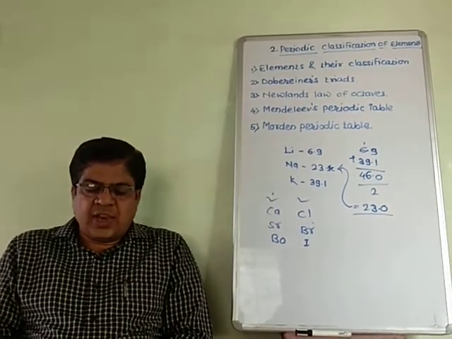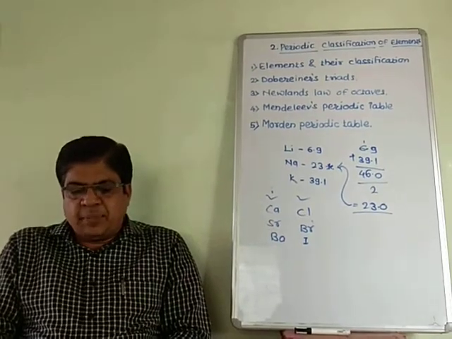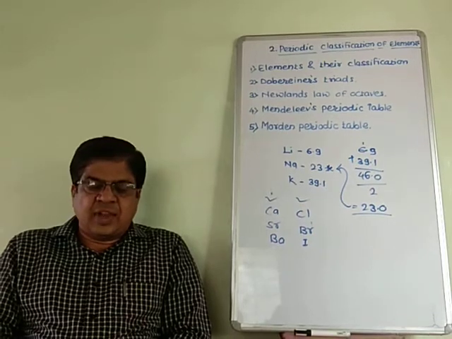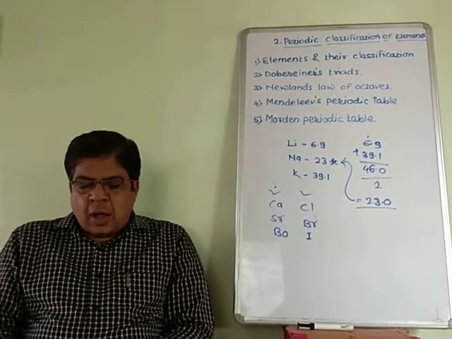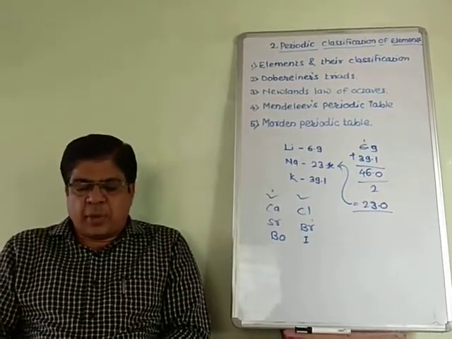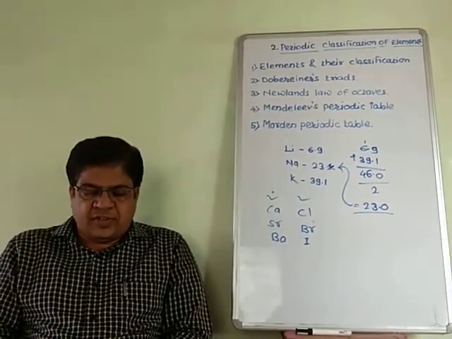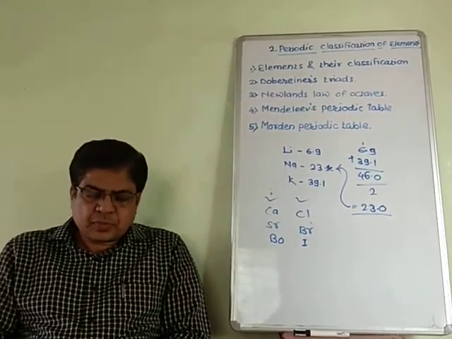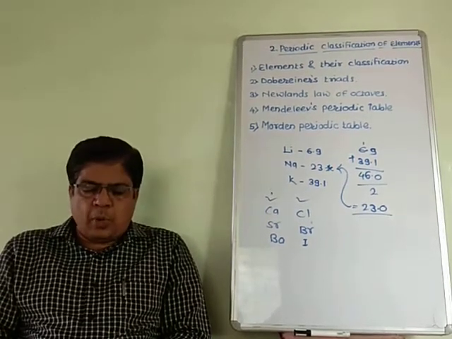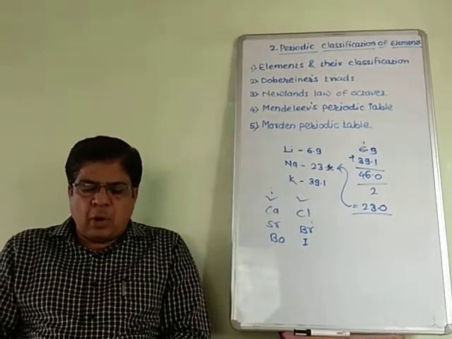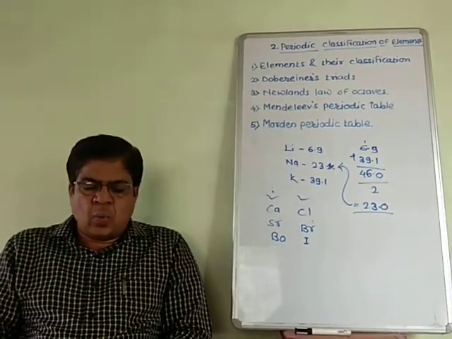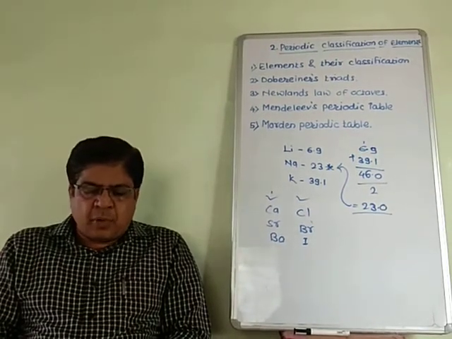There are 2 series of elements placed separately at the bottom of the periodic table. These are called the lanthanide series and actinide series. There are 118 boxes in the modern periodic table, including the 2 series, lanthanide and actinide. The elements in the modern periodic table are divided into 4 blocks: S block, P block, D block and F block. Groups 1 and 2, together with hydrogen, form the S block elements.